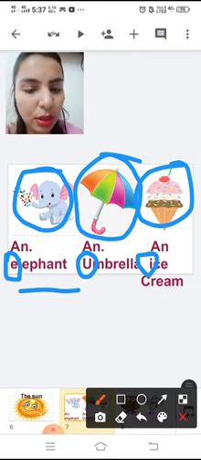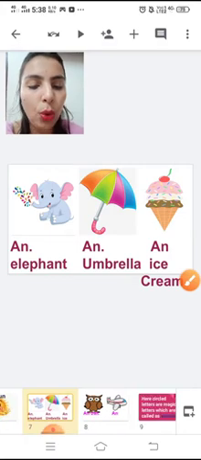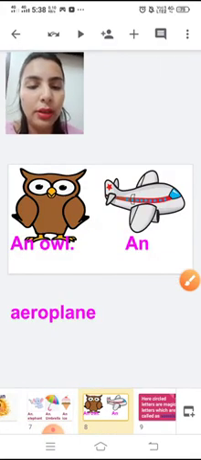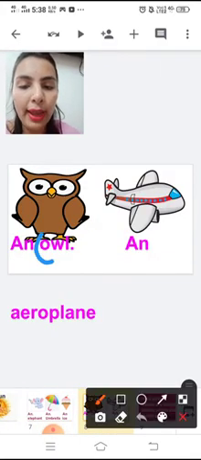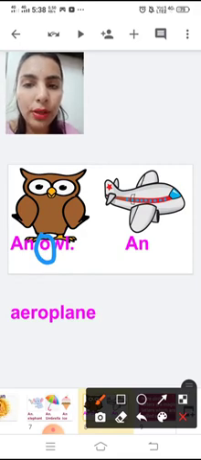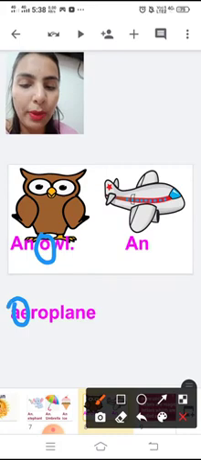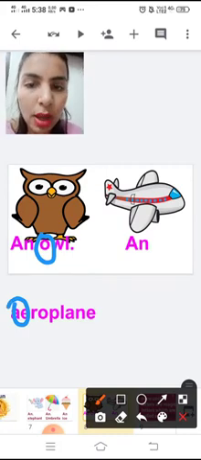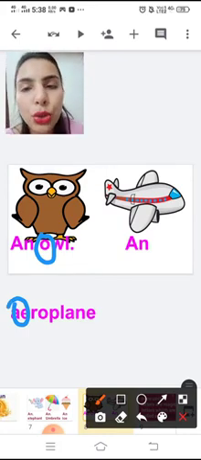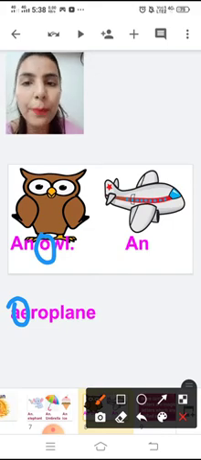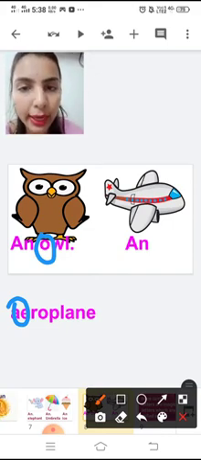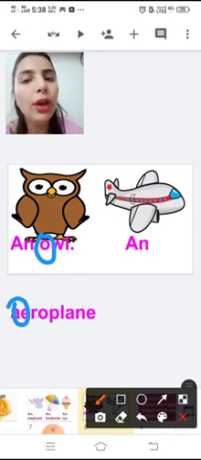Only these are the magical words? No, 2 more magical words are here. An owl. So here O is also a magical word. An aeroplane. Here A is also a magical word. So what are the magical words? A, E, I, O, U.